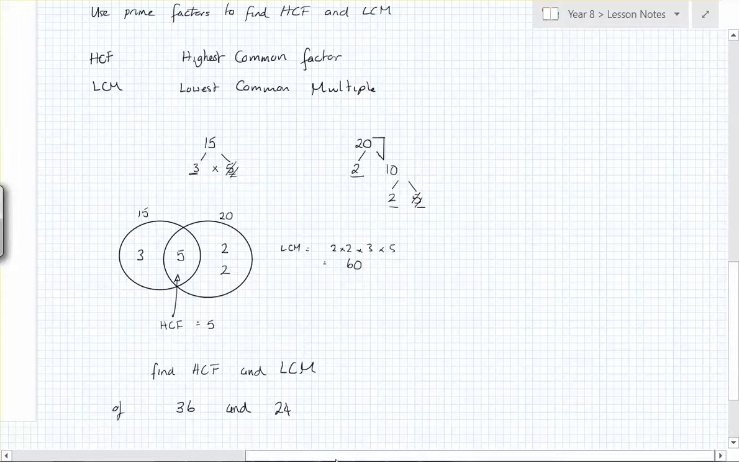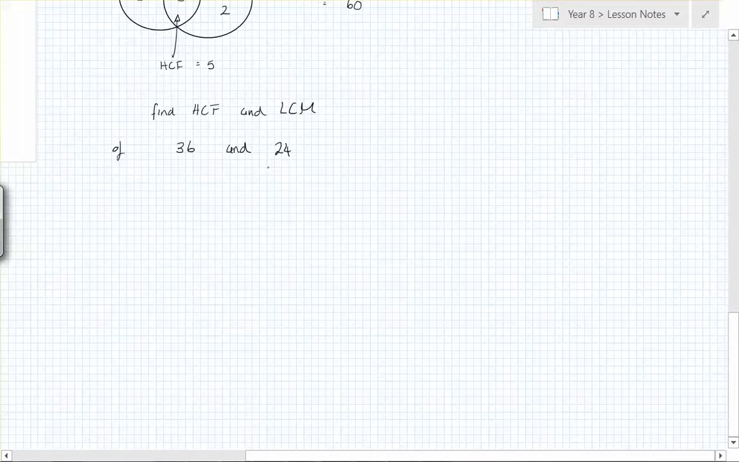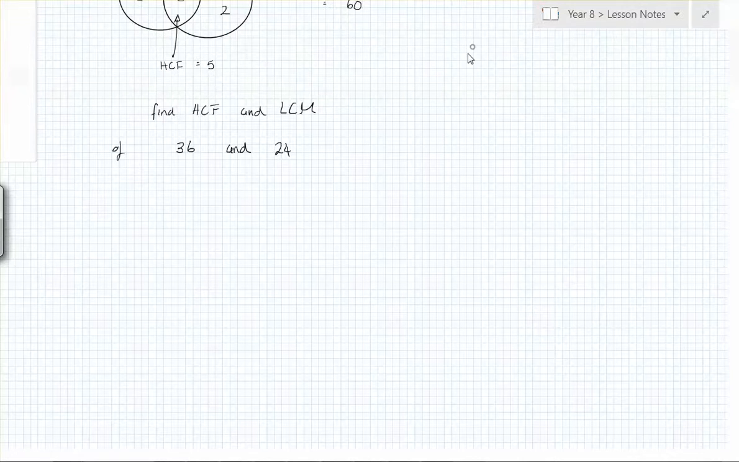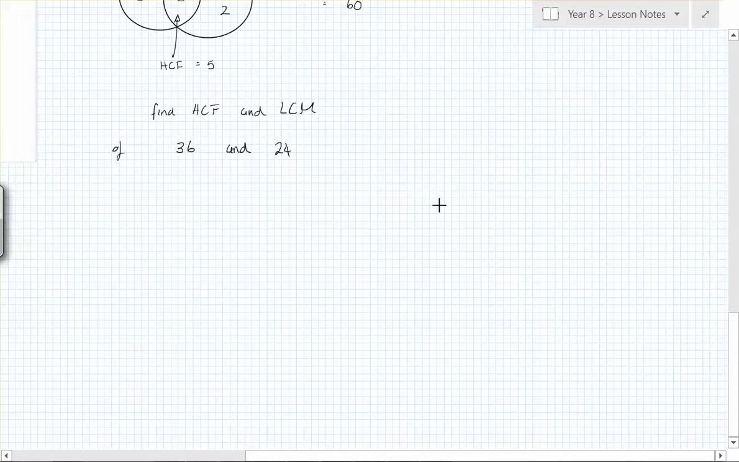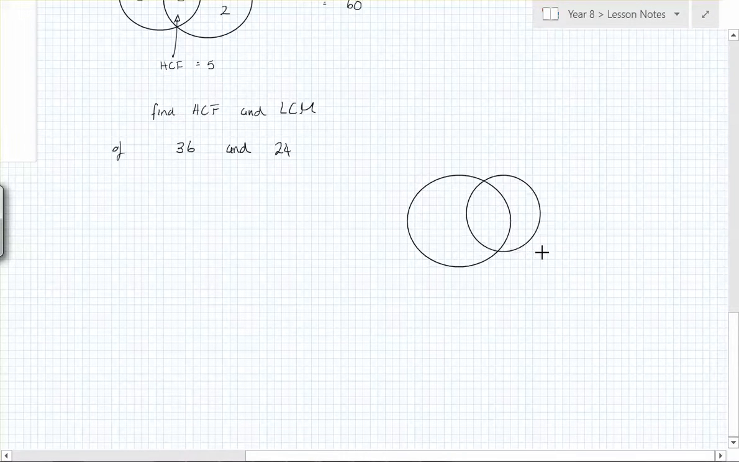Right, let's have a quick look. So we are looking at doing 36 and 24, alright? So let's do, I'm going to draw my Venn diagrams. Okay, I don't like that, I have to keep selecting actually. Okay, 36 and 24. Now I'm going to use a different method this time.